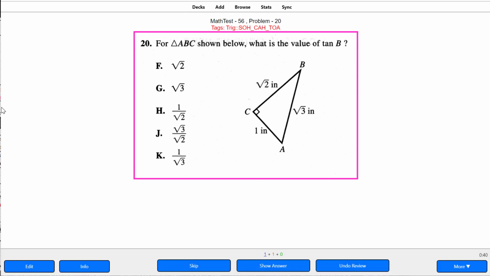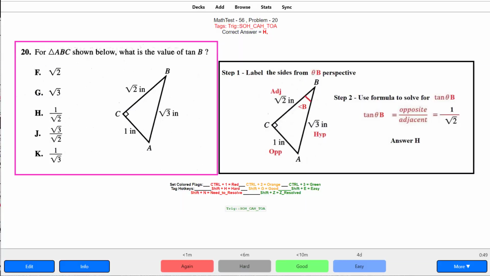In problem 20, we got a right triangle, and they're asking the value of tan B. Okay, so we look at the possible ways to set that up. Easy way, tan B is opposite over adjacent in reference to the angle B. So that's 1 over square root of 2. Answer H.